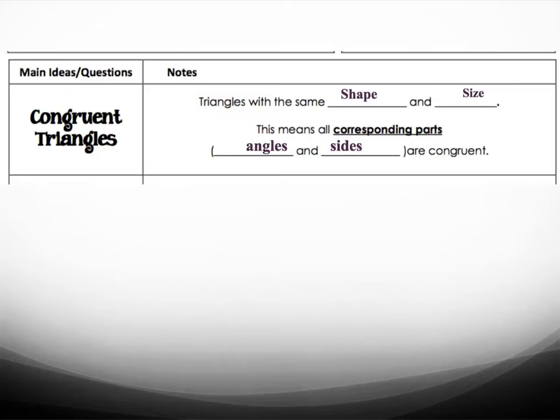So congruent triangles or congruent shapes, they're going to have the same shape and the same size. So in this section, we're talking about congruent triangles. Same shape, same size. So basically, when we say the triangles are congruent, this means that all the corresponding parts, what are the corresponding parts? Well, they're going to be angles and sides, and they're going to be congruent.